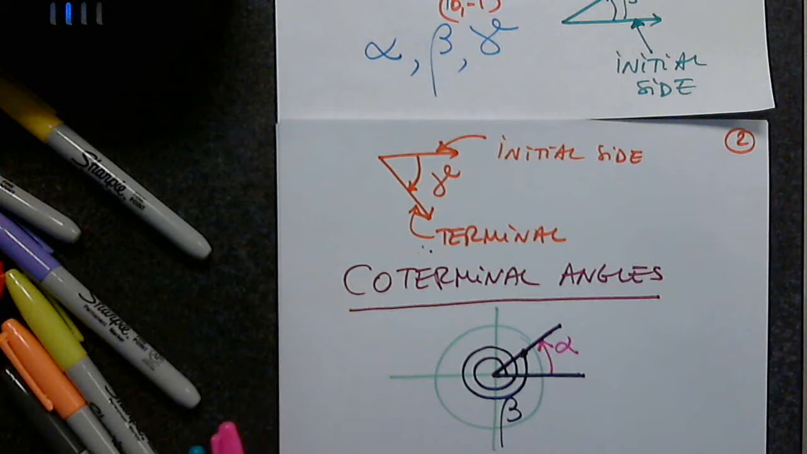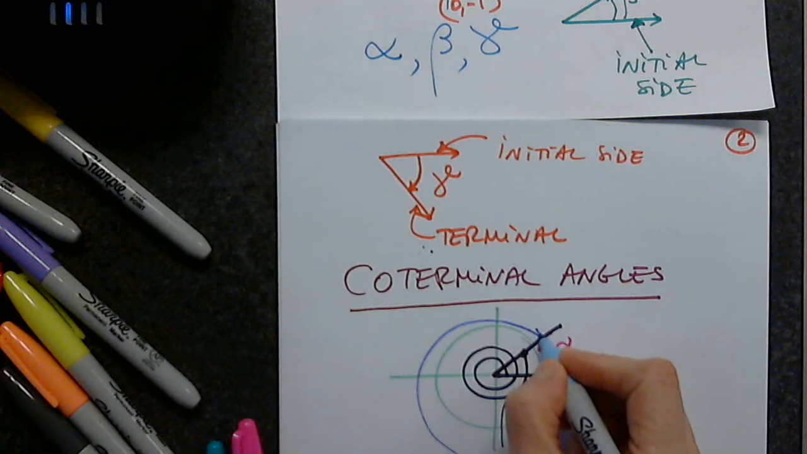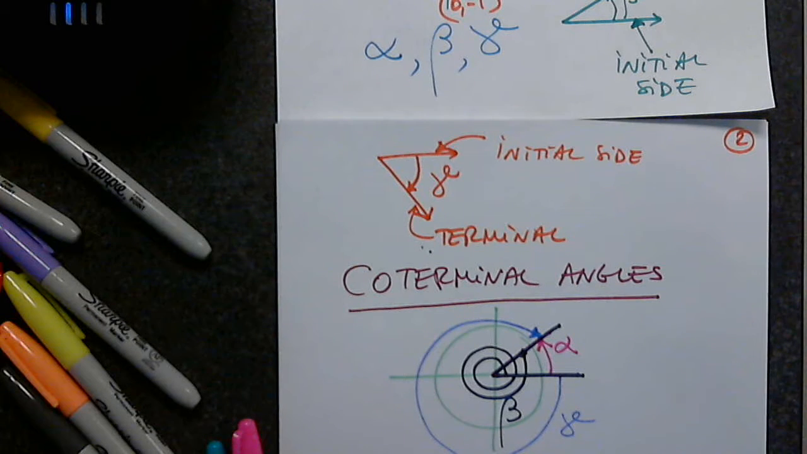Now, let me show you an angle co-terminal with alpha that is a negative angle. Here it is. I'm going to call it gamma. Is gamma a coterminal angle with alpha? Yes, but alpha is a positive angle and gamma is a negative angle. But they are still coterminal.